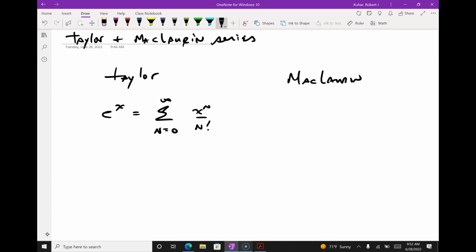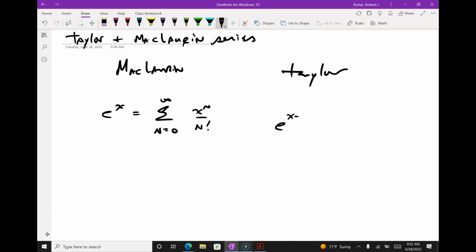And I'm sorry, I have it the other way around. The Maclaurin is centered at 0. That's the one I like. The Taylor series is centered at a. So you see, in my opinion, there's not much reason to talk about both of them.